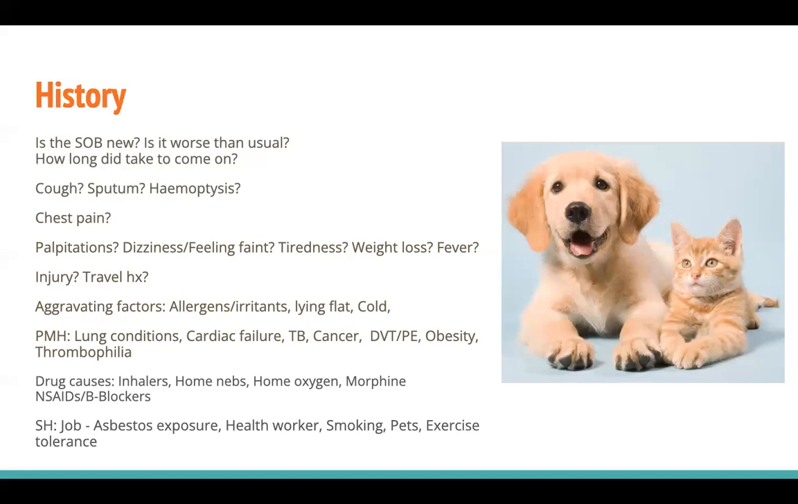Have they noticed the shortness of breath has come on slowly? So we're thinking of things like various types of pulmonary fibrosis, and obviously work out their exercise tolerance.